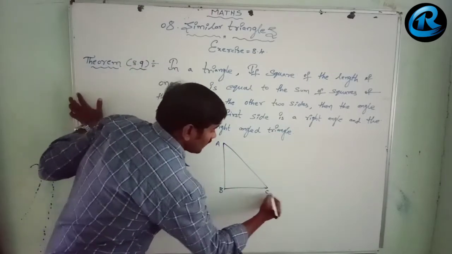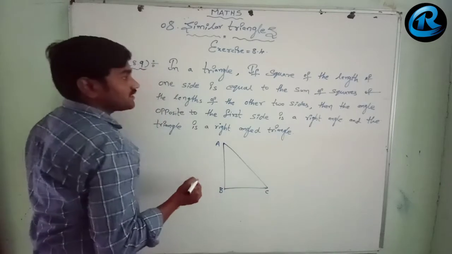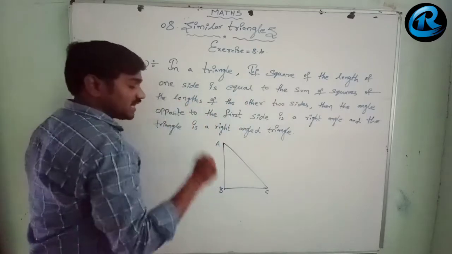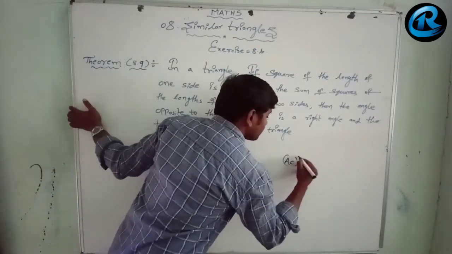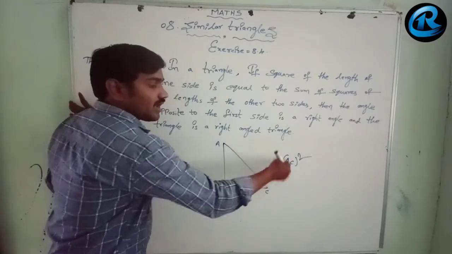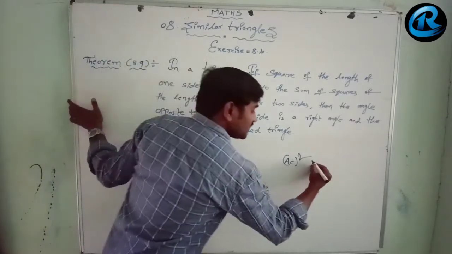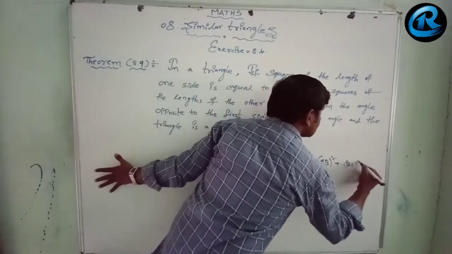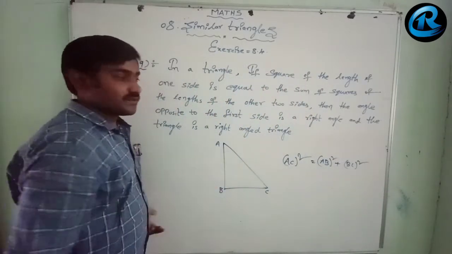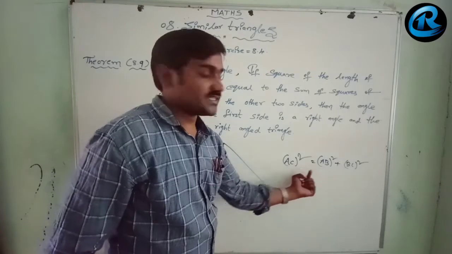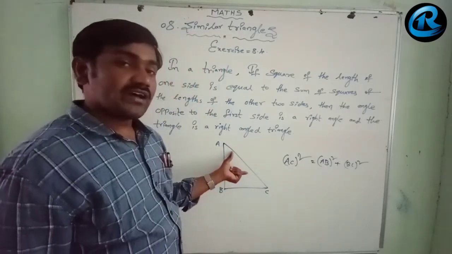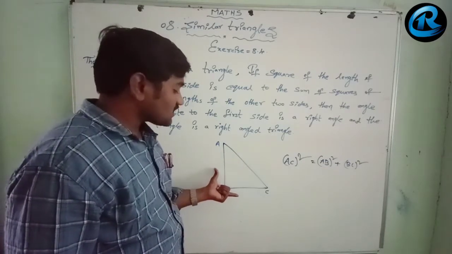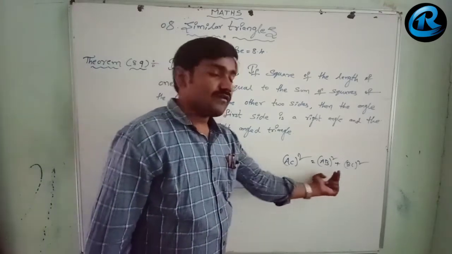So just imagine it is a triangle, and see that in this triangle, if the square of the length of one side, here I have made it a square of the length of one side, is equal to the sum of the squares of the length of the other two sides, then it is the Pythagoras theorem. The square of the length of one side is equal to the sum of the squares of the other two sides.